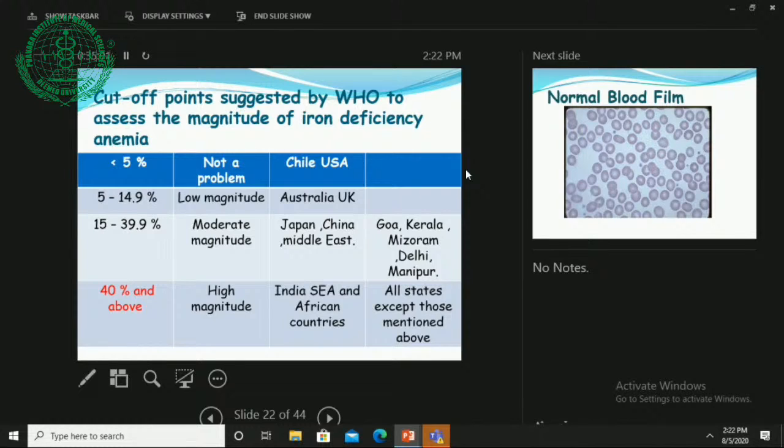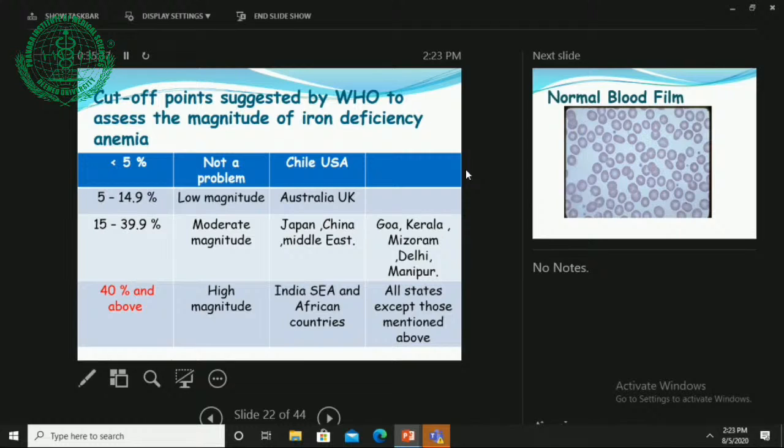And in our country, only a few states have the problem in the range of 15 to 40%. The examples are Goa, Kerala, Mizoram, Delhi and Manipur. These are the only 5 states having prevalence less than 40%. All other states in our country have prevalence more than 40%. So it is labeled as a problem of high magnitude. So it is a major public health problem in our country.